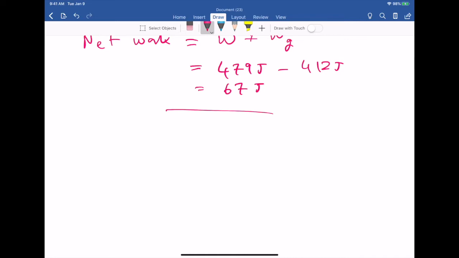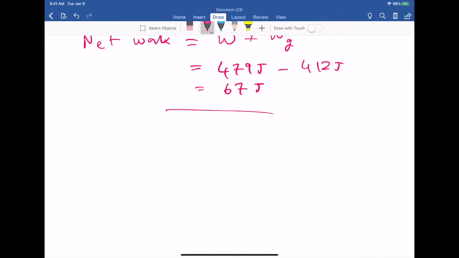But the physical significance of work is that it's a transfer of energy, right? So this 479 joules of work is basically energy that she's taking from chemical form stored in her body and converting that into potential and kinetic energy, right? So it's this transfer of energy, this accounting for energy, that is what work is. Work always accounts for how much energy is transferred to a system by a force. And this will become clearer as we move along.